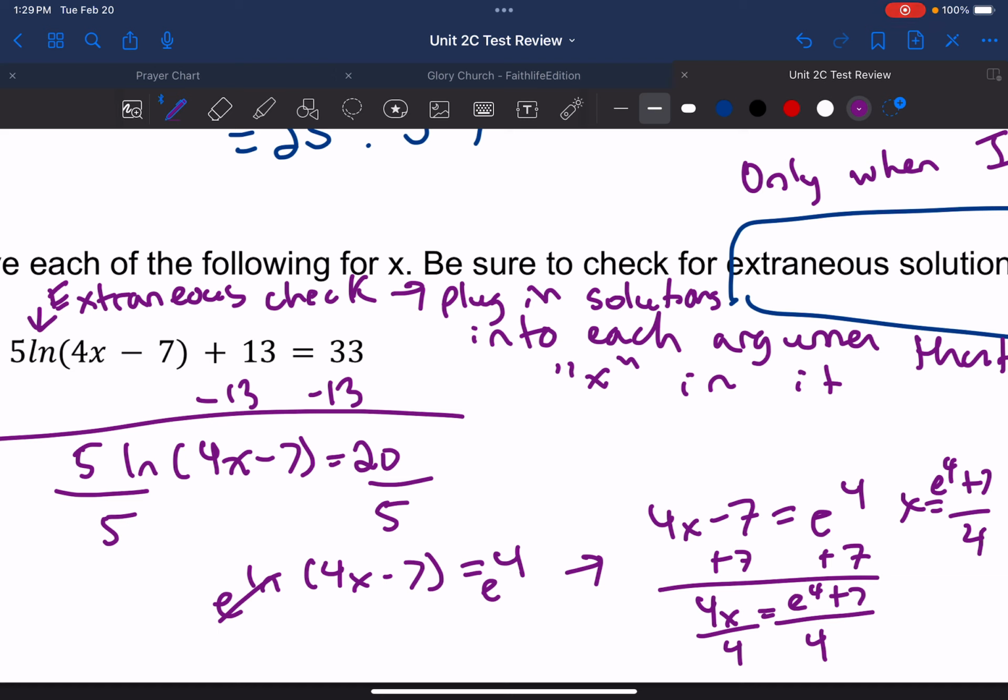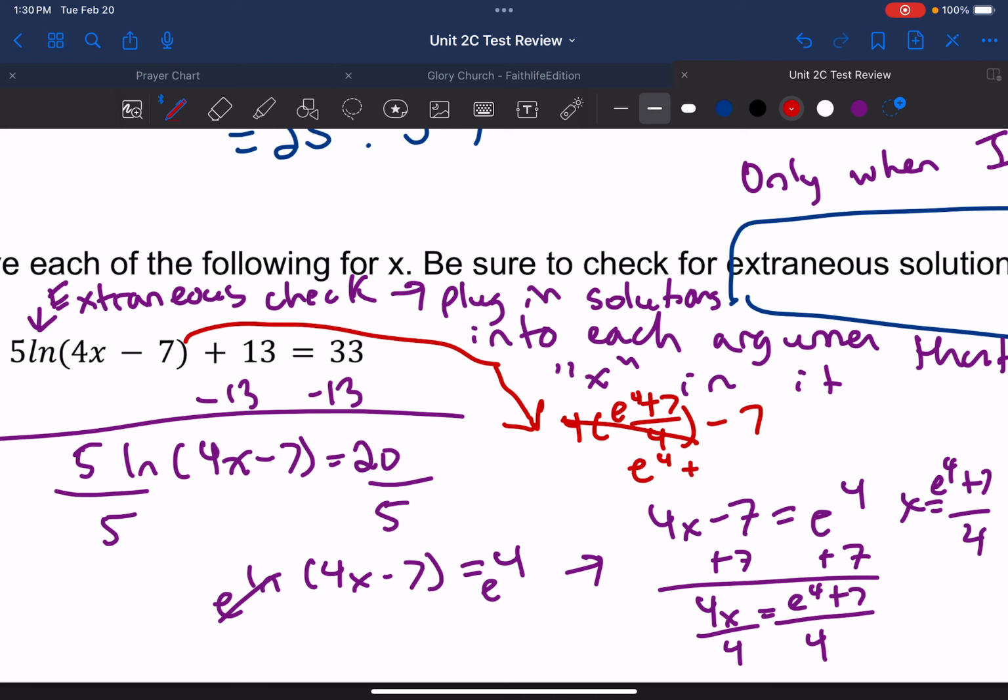And now if I was to plug this back in to make sure that it works, because remember, I can't have a negative in my argument. So I would plug it in: 4 times e to the 4th plus 7 over 4, minus 7. So the 4 would cancel out. I'd have e to the 4th plus 7 minus 7. And I'd be left with just e to the 4th, which is positive. Therefore, this is the solution.